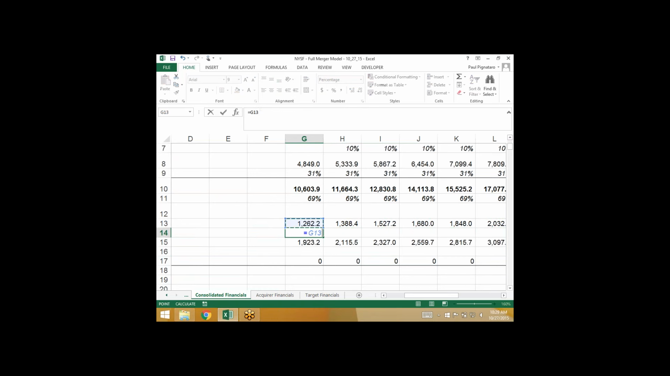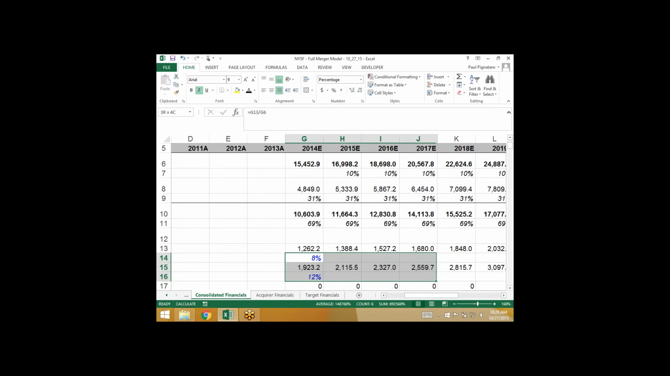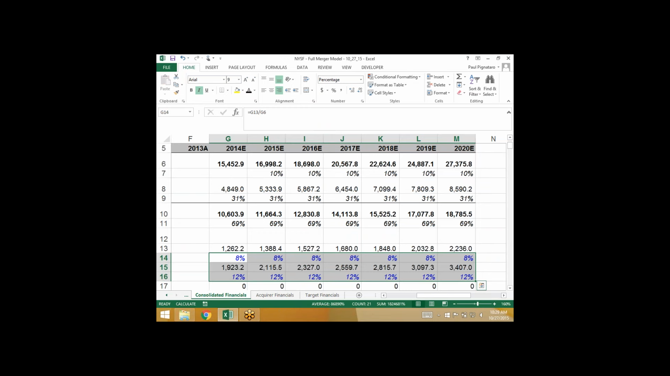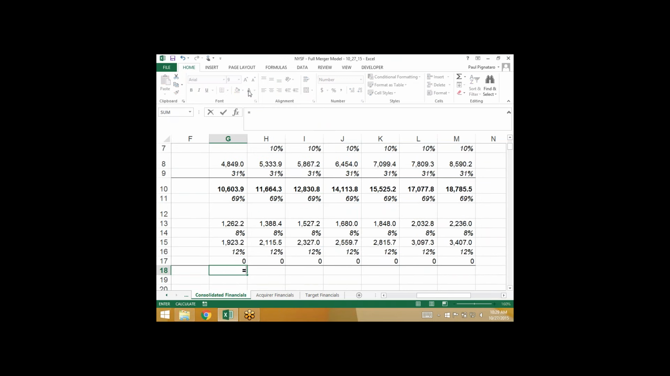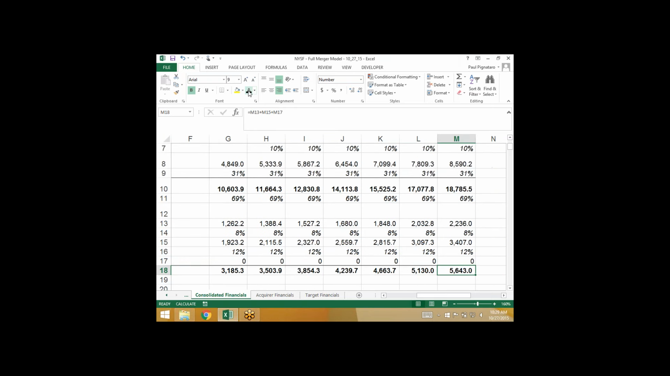And you can do your margins. So I did that very quickly. It'll take a few minutes to copy all of that. And you can add to get OPEX, and I'll take a couple minutes.